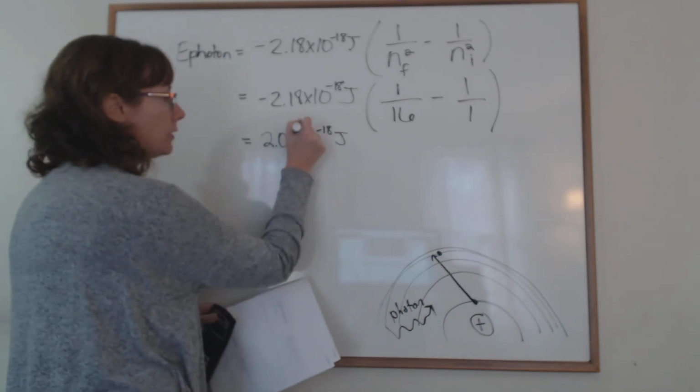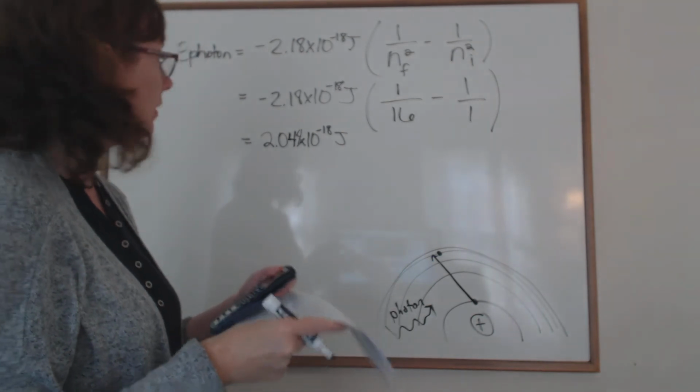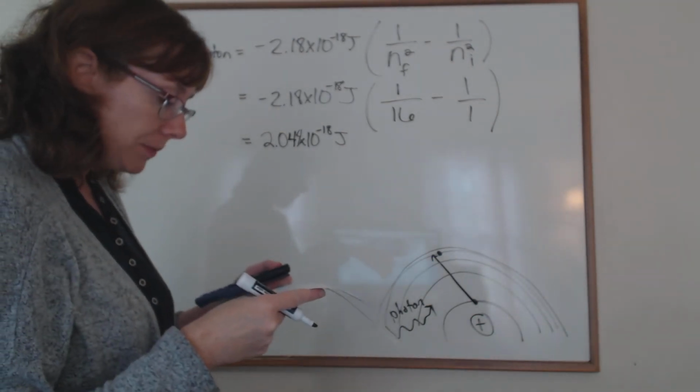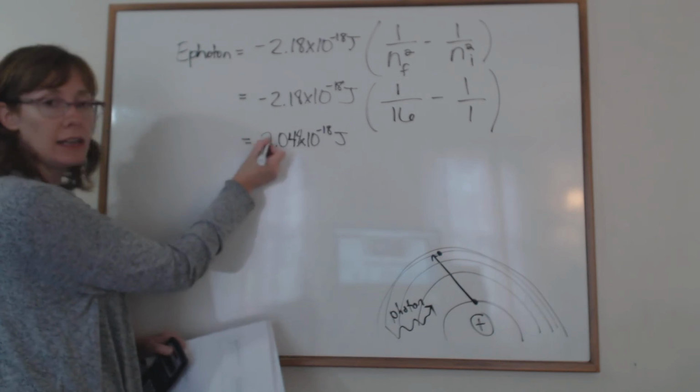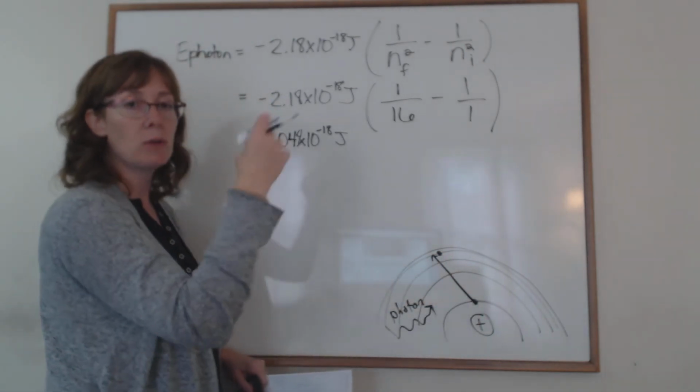This is not going to be a major issue, the sig figs will not be where you get it wrong. If you do, that's not the issue. So that's the energy of the photon. You notice that it is positive. The number you get is positive because it was an absorption of energy. That photon came in.